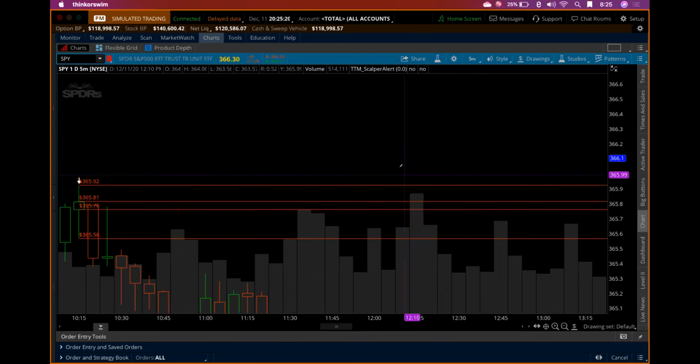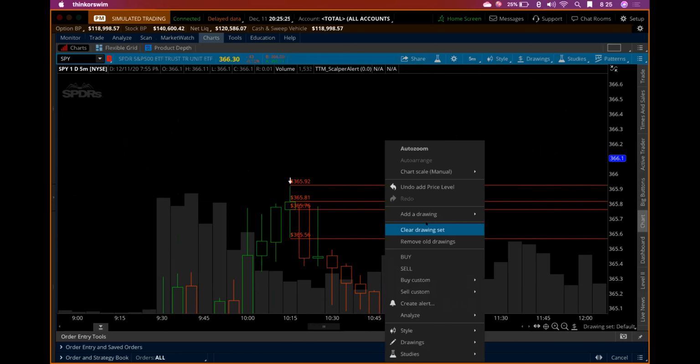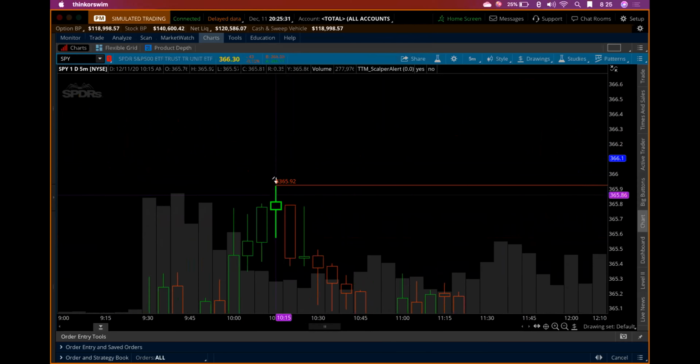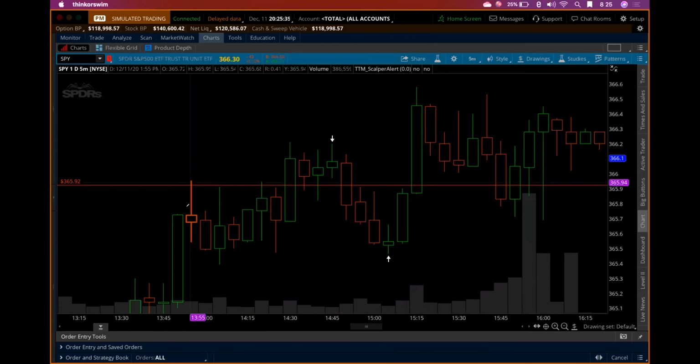So my resistance, and I'm going to clear my drawing set entirely, my resistance would be right here. Why? Because I know that there were some trades that happened at this level. And the reason that matters is it came in and got rejected here, got rejected here, got rejected here, got rejected here, supported here, supported here, supported here. So resistance became support in this area.